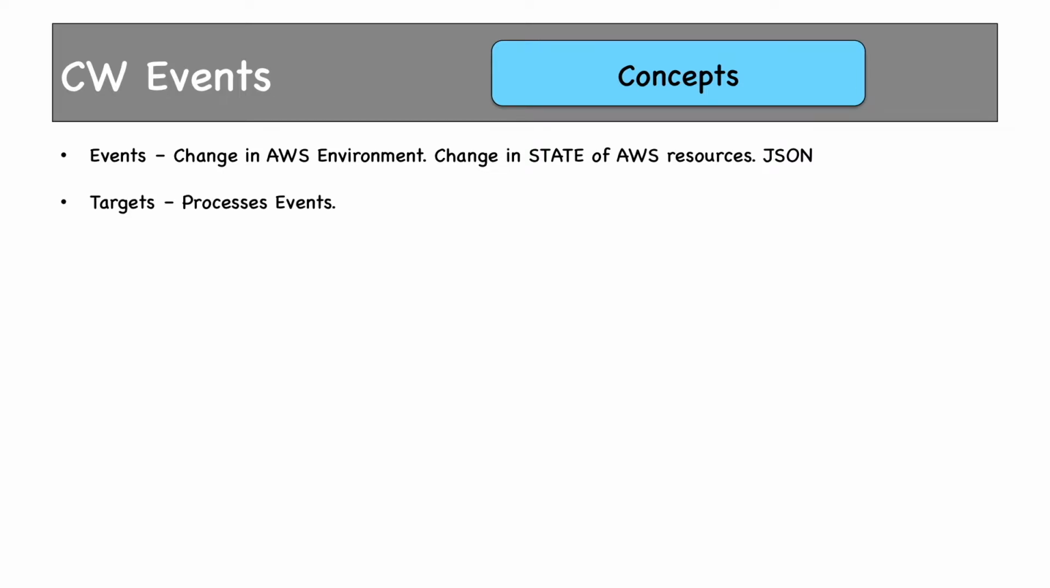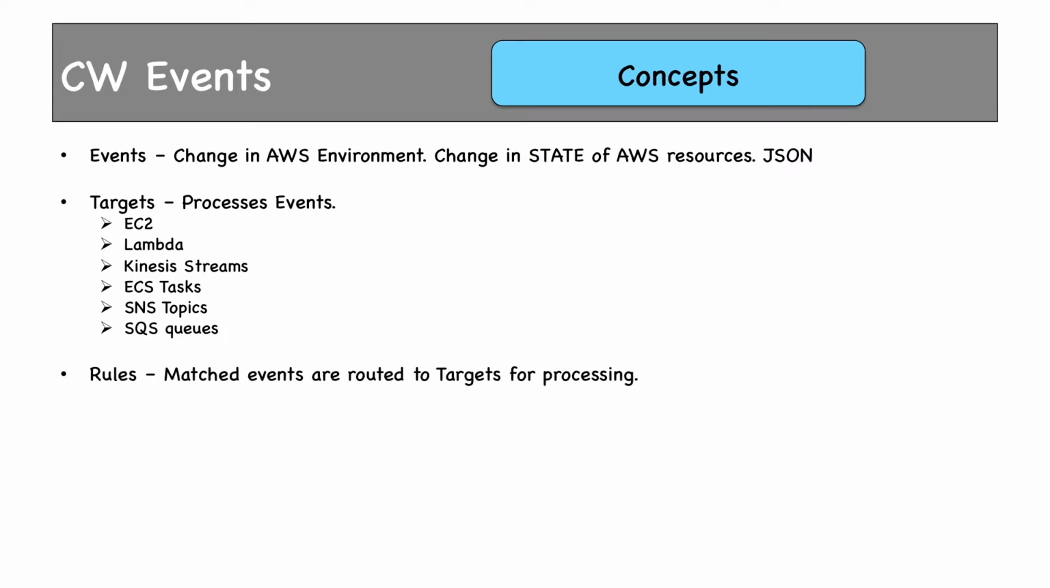Targets actually process events. You can have these targets: EC2, Lambda, Kinesis streams, ECS tasks. ECS is actually AWS's Docker automation, SNS topics, SQS queues. Then we have rules. A rule matches incoming events and routes them to targets for processing. A single rule can route to multiple targets. Let's see a small demo now. Things will be more clear then.